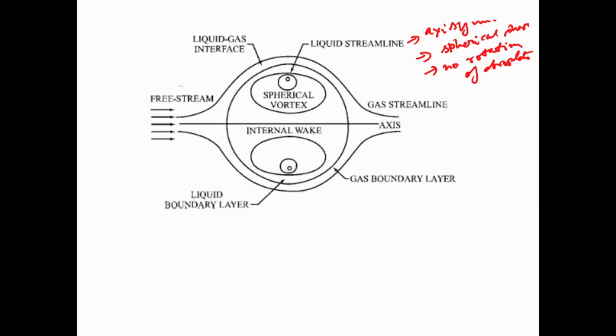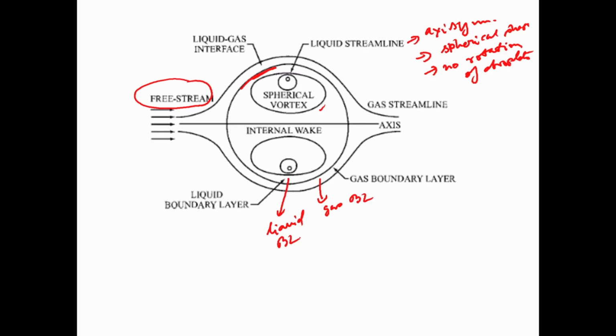So, this is the outer flow field, this is the free stream that you can see. This is basically the gas-liquid interface. This is what is happening in the interior of the droplet, the liquid streamline. This is basically the gas phase boundary layer that we talked about. And this is the liquid boundary layer, on the other side. This also we said exists.